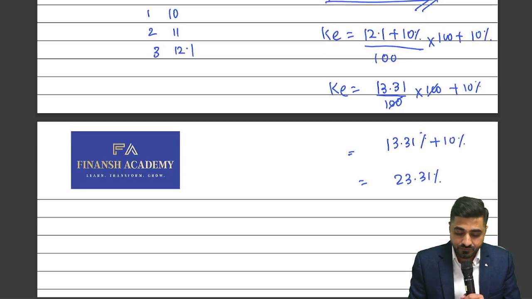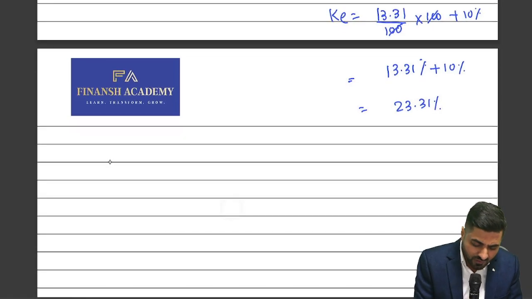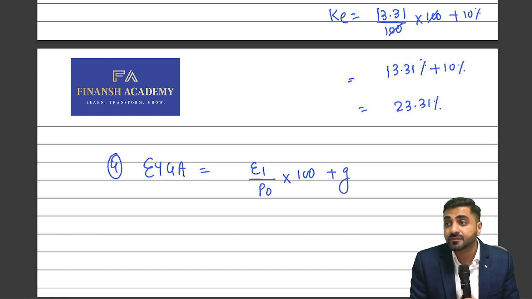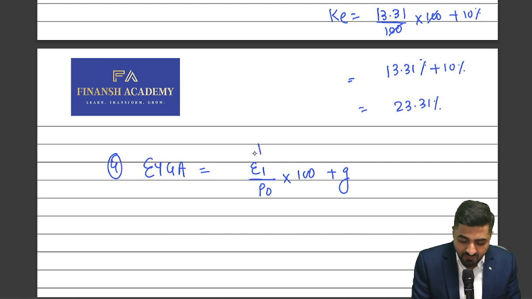Yes, sir. What do you think should be the formula for the earning yield growth approach? Give me the formula. Can I say the earning yield growth approach will be E1 upon P0 into 100 plus G? What is E1? Can I say this is earnings at the end of year 1?